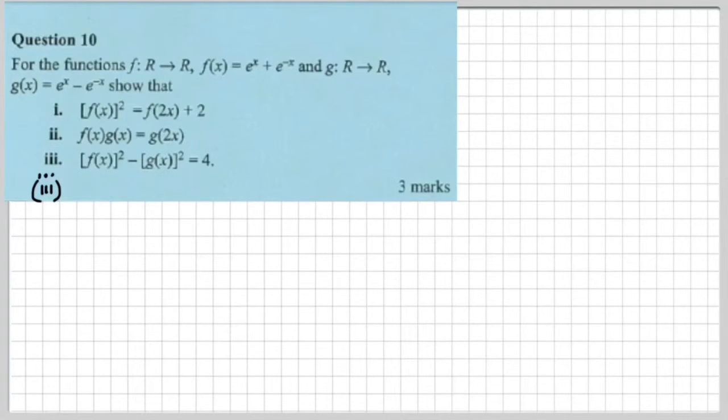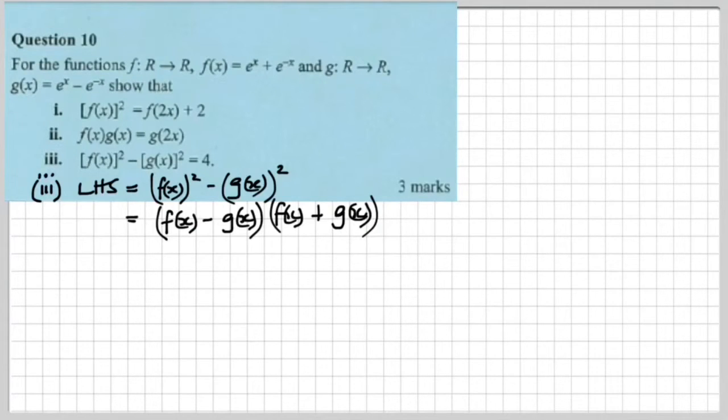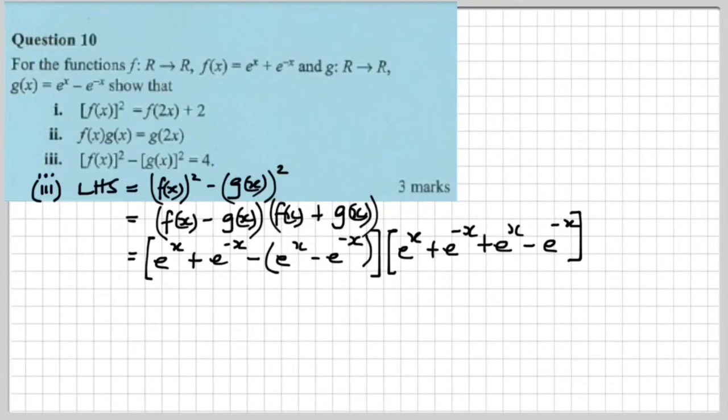In part 3, we're saying that f of x all squared minus g of x all squared is supposed to be equal to 4. So let's go left-hand side. What would that be? It's a difference of 2 squares backwards. That's rather nifty, isn't it? So let's see where that takes us. Oh, it takes us to a big mess. Okay, here's f of x. That's g of x. And here's f of x plus g of x. Now let's just clean up the mess.